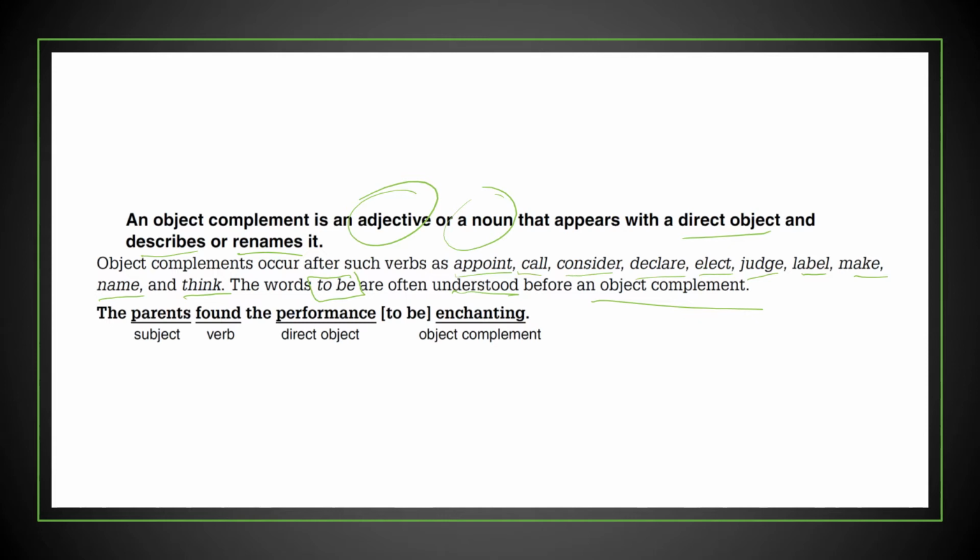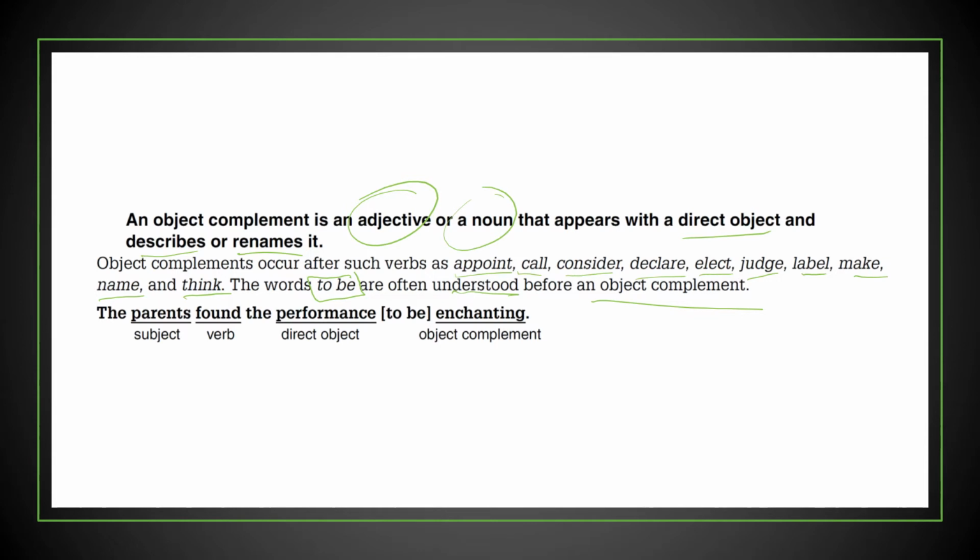If you still have any difficulties finding or identifying direct objects, please go back and watch the lesson again. It's already recorded about direct objects. So found is the transitive verb and therefore found what? Found performance. So this is the direct object. Then our lesson is object complement, and enchanting is the object complement that is describing what? Describing the performance. So if this word is either an adjective or a noun describing the direct object, we call it, now you know the name, we call it object complement.